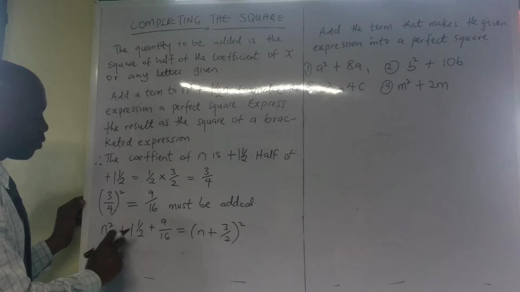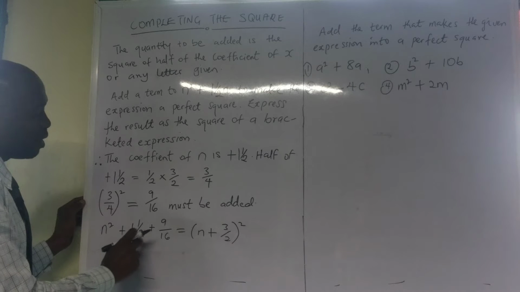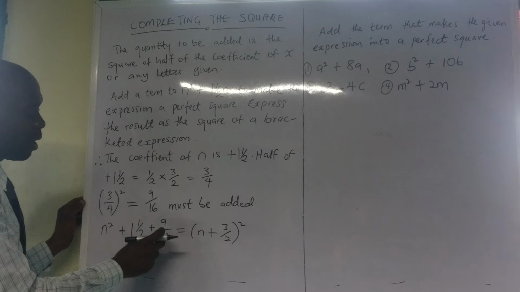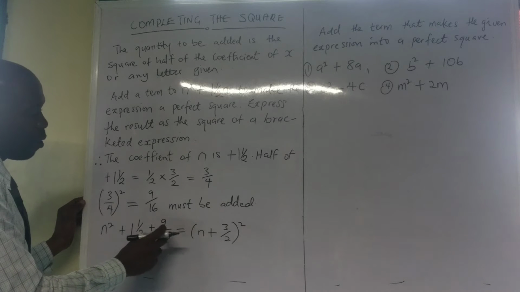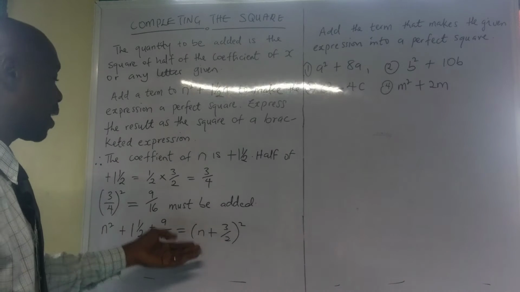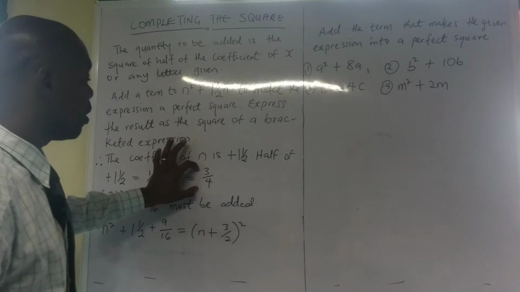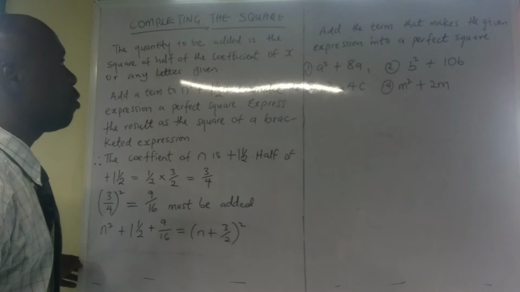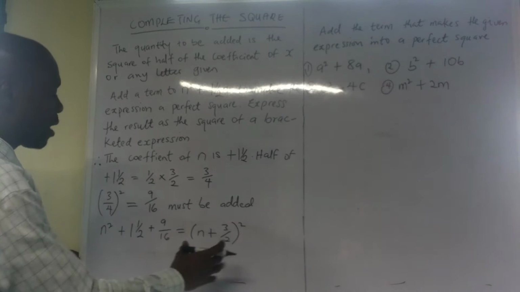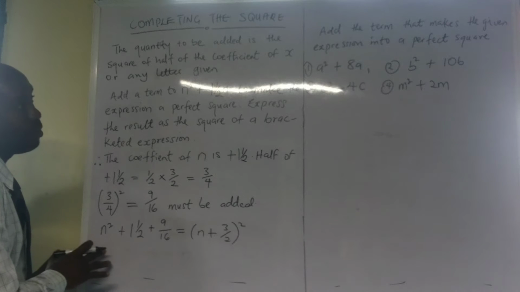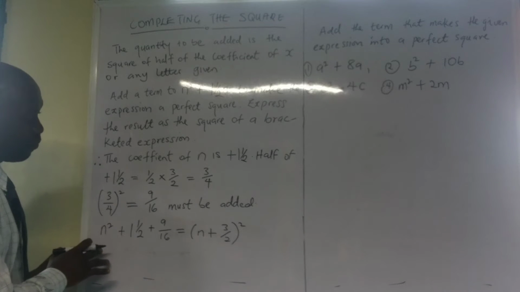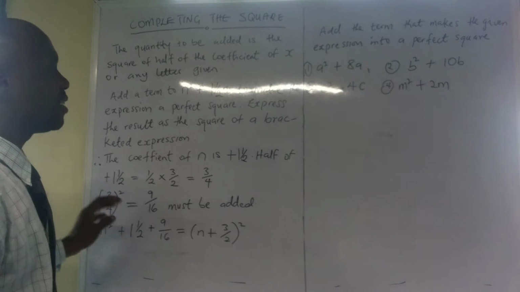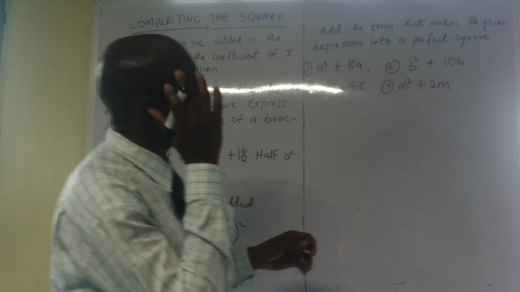So from here now we said n^2 + 1 1/2 n plus what we got the first time, 9/16, equals (n plus the half of the coefficient)^2. We have some examples, but once we can get this way of bringing out this expression, it will be easier for us to solve some of our examples. Let's see what we have here.